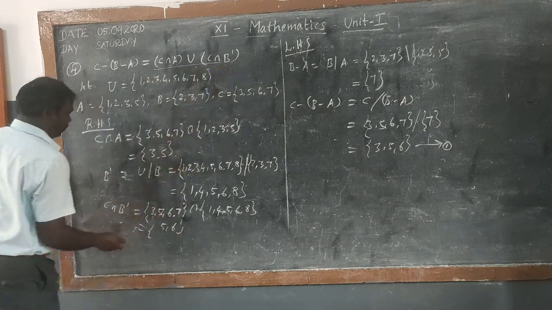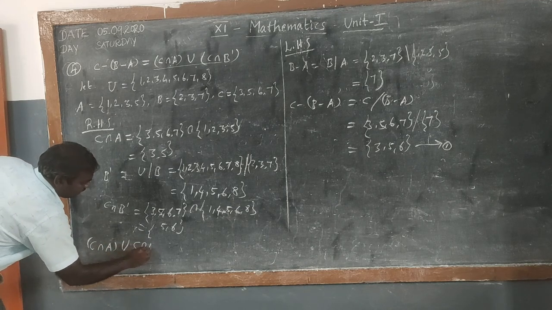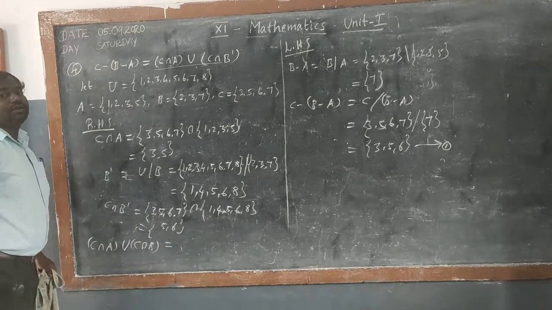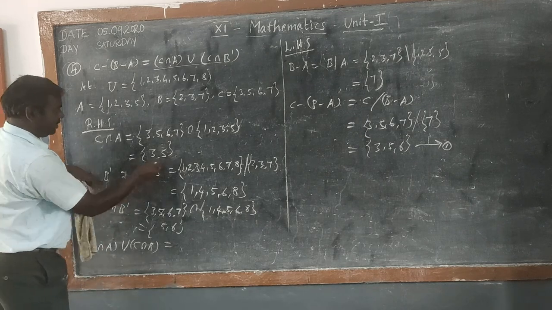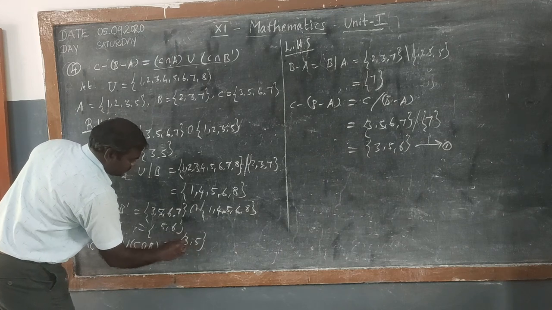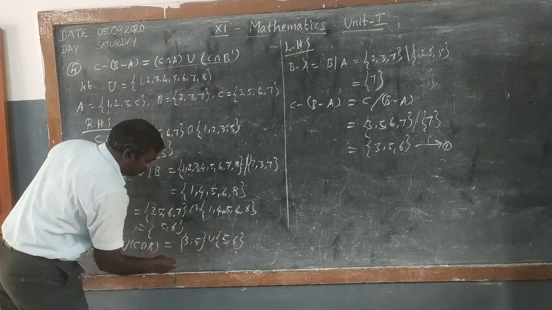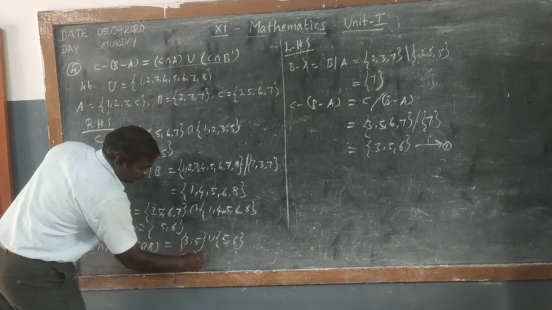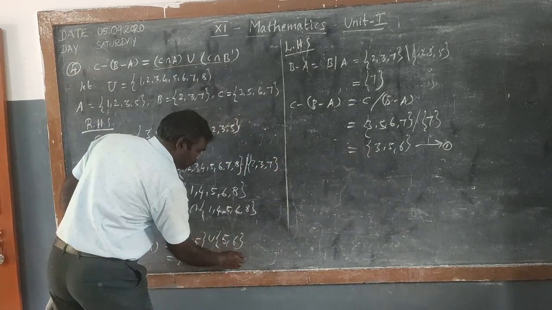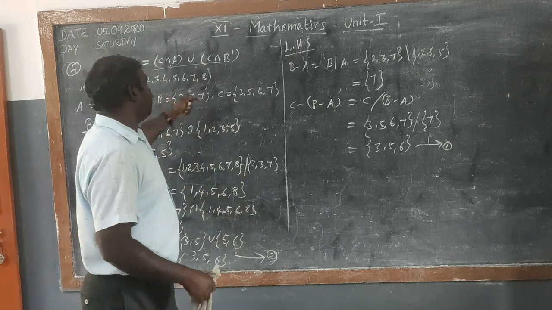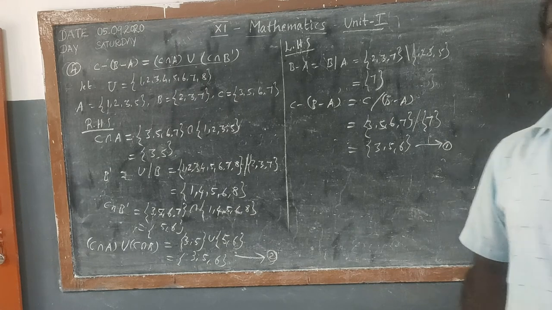So finally, C intersection A union C intersection B dash equal to: what is C intersection A? 3, 5 union 5, 6. What are the total elements here? 3, 5, 6. 5 appears two times, okay, so it is counted once. So both are equal. Yes, this is equal. Okay, students. Thank you.